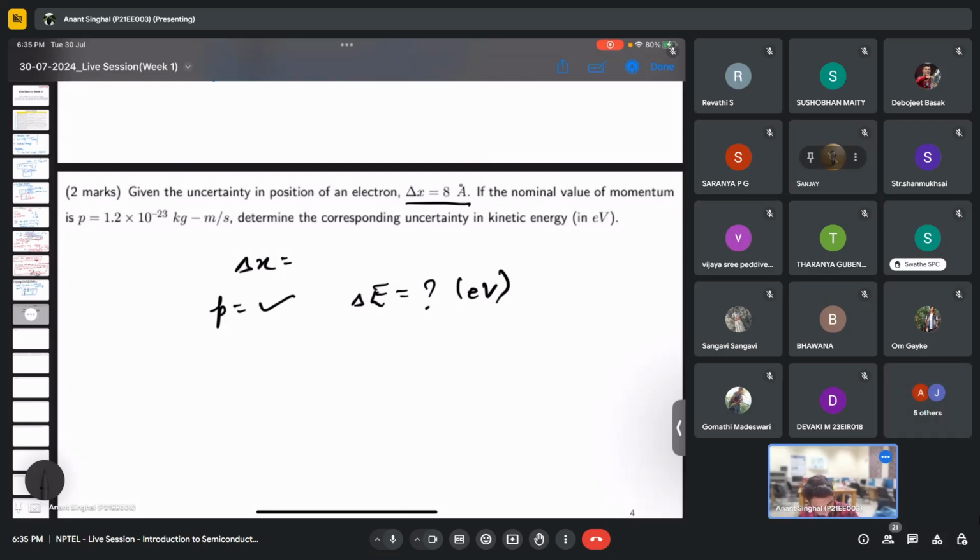Any answers, or even if anyone wants to tell what they have applied, what are the different methods that you have tried, or shall I solve it directly? I can do it. Okay, so maybe I can go ahead.